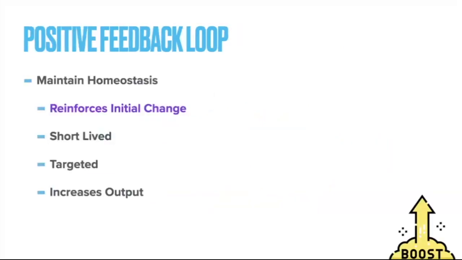The other type of feedback loop is a positive feedback loop. It reinforces the initial change and amplifies the change. It's short-lived, it's targeted, and it increases output. Many things that are examples of positive feedback loops quickly need change. Things like a cut and needing to clot, or maybe labor.